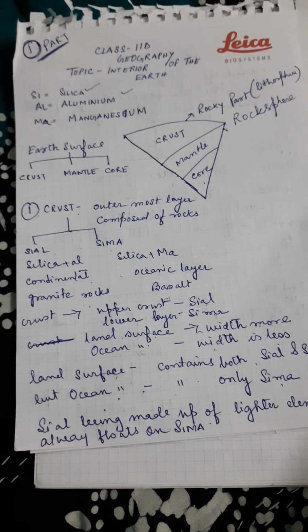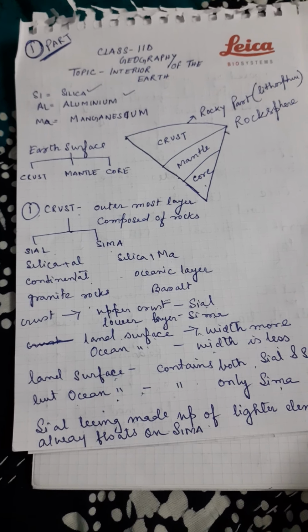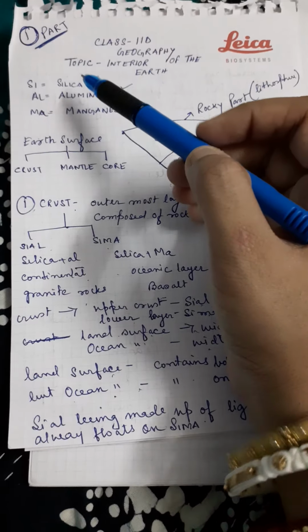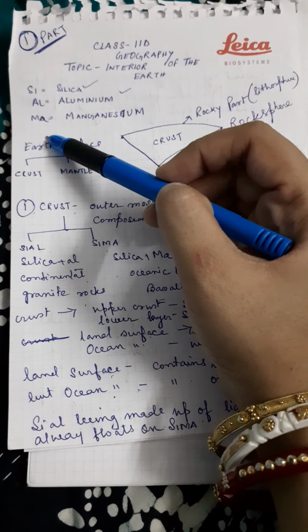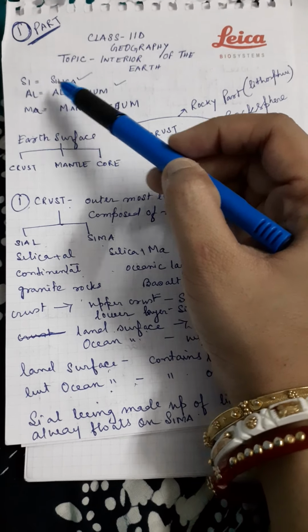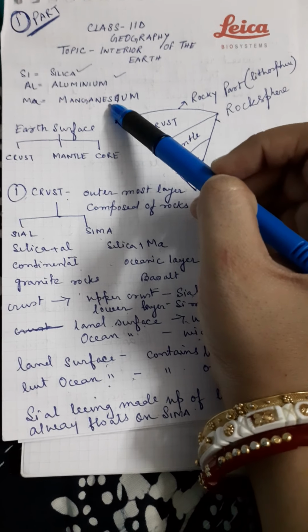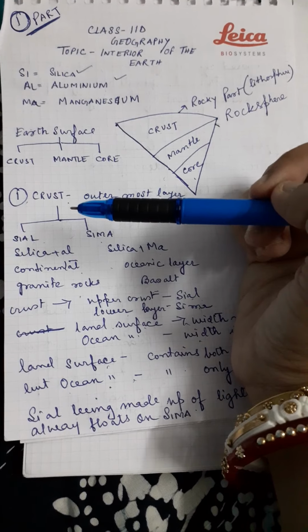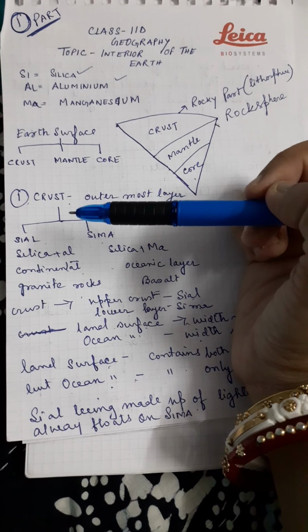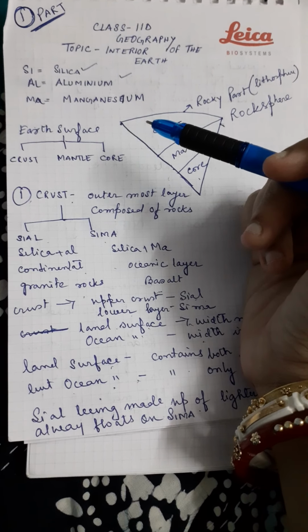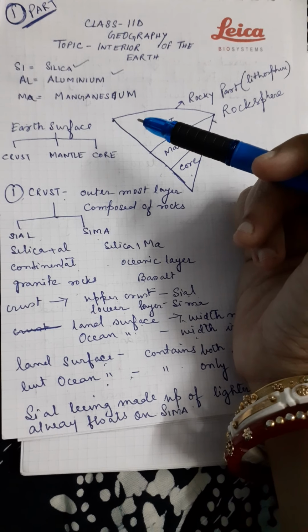Children, today our topic is the interior of the Earth. You can see I have made certain abbreviations: Si, that is silica, Al, that is aluminium, and Mg, that is magnesium. Man's knowledge about Earth's interior is very limited. Most of the information about Earth's interior is gathered through indirect sources.